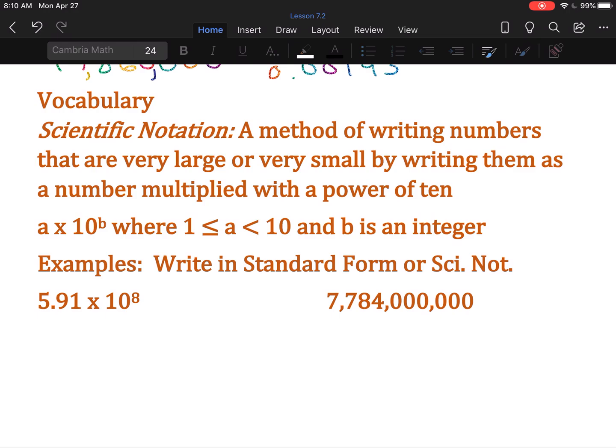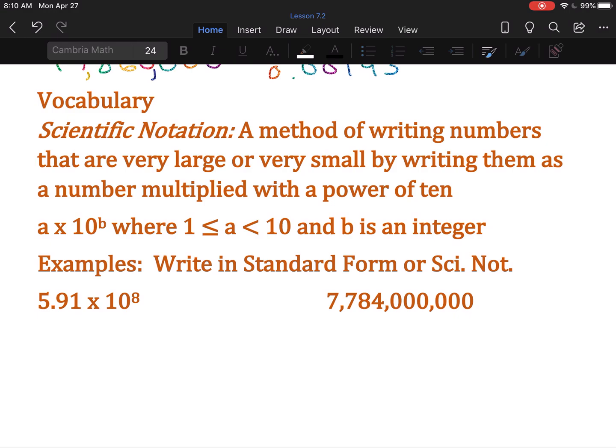So then we've got the vocabulary for scientific notation, which is a method of writing numbers that are very large or very small by writing them as a number multiplied with a power of 10. They look like a number times 10 to a power. The power has to be an integer, and the number has to be between 1 and 10. 1 is allowed, 10 is not.